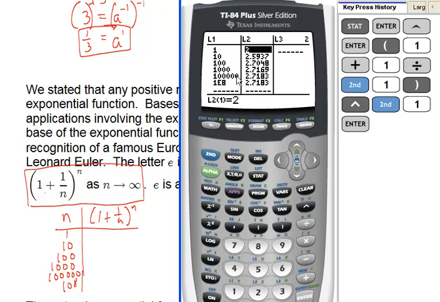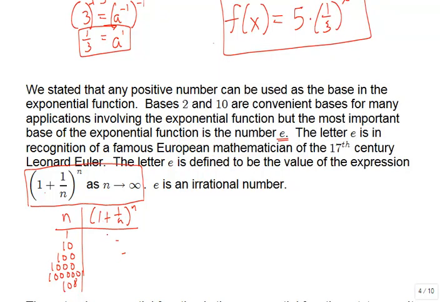Now the bigger this n value gets, look at what these y values are doing. They're starting to approximate a value. This last value here is 2.7183, and it's actually the same as the value right above it. So this expression is approximating 2.718.